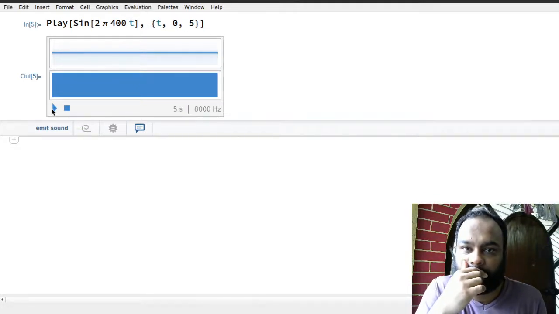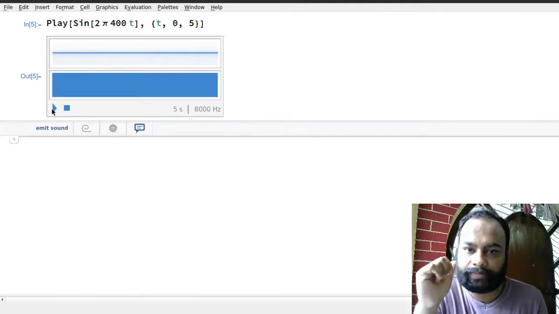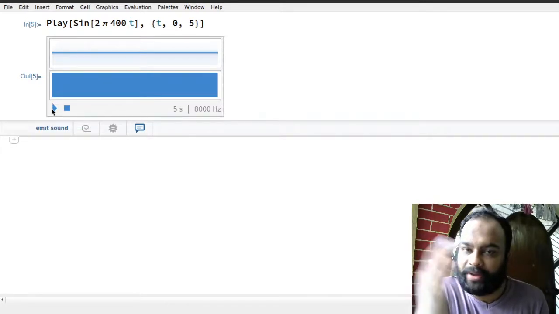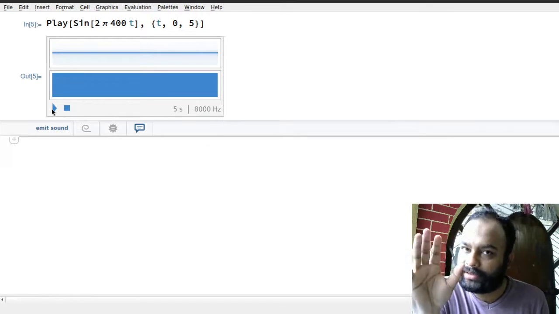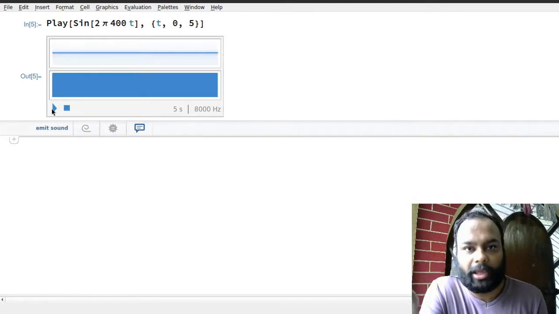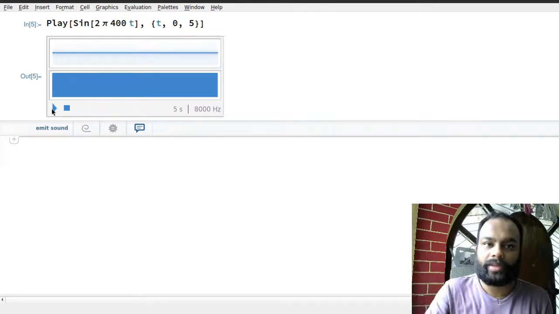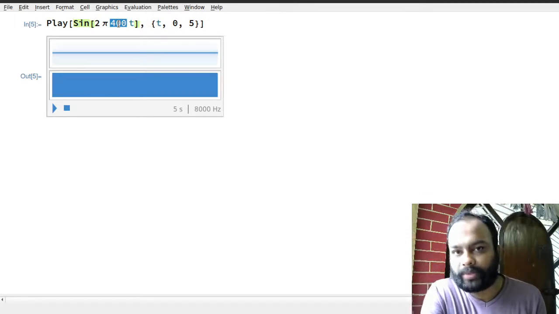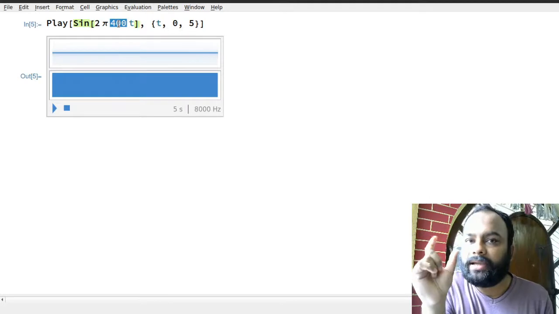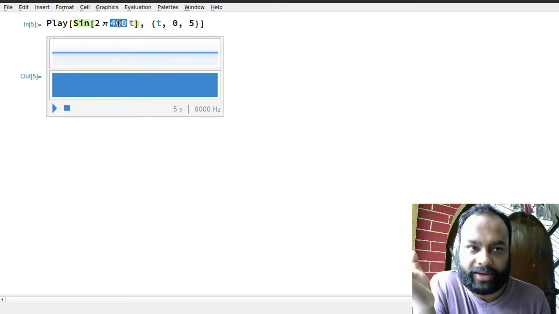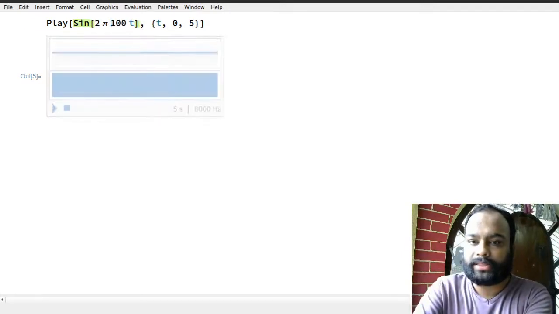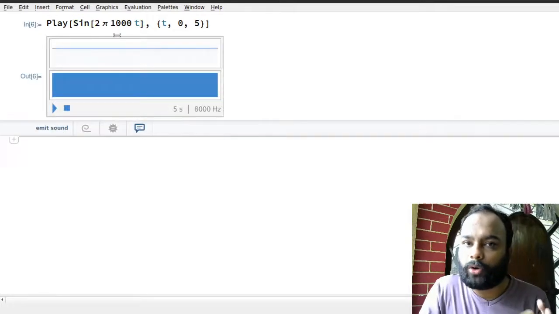Can you feel the difference between 200 hertz and 400 hertz? This is 400 hertz, and previously we had 200 hertz. So could you feel the difference that the frequency actually changed? Yes, you could. How much was the change in frequency in terms of absolute value? The frequency increased by 200 hertz. All right. Now look at this. This is a 1000 hertz sinusoid.